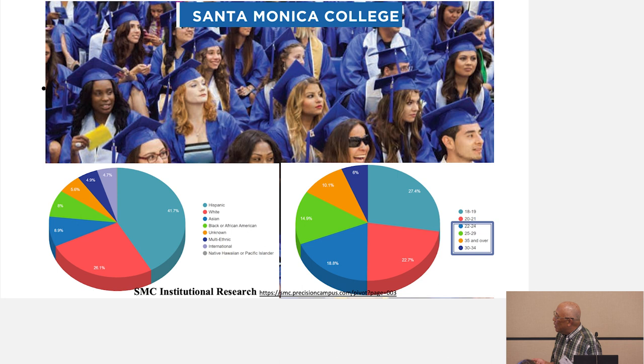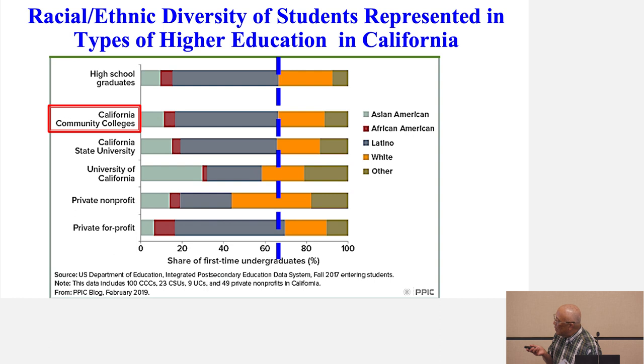This shows that the California Community Colleges serve about 70% students of color, mostly Latinx, African Americans, and Asians, and also multiracial. This actually mirrors exactly what the high school graduates in California are too.